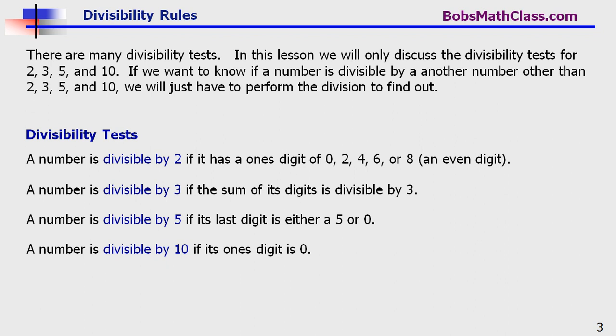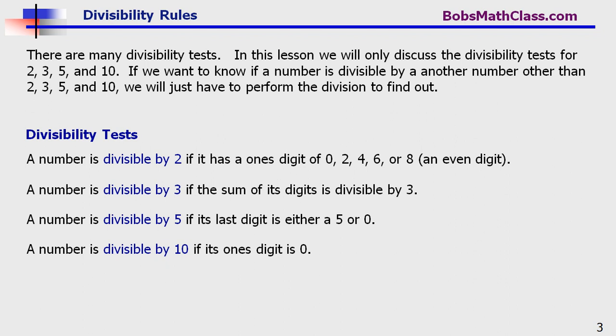Okay, so the first one is 2. And we've already talked about this one. All we need to do is look at the ones digit, the last digit. If it's even, then it is divisible by 2. So if the ones digit is a 0, 2, 4, 6, or 8, an even digit, then our number is divisible by 2.